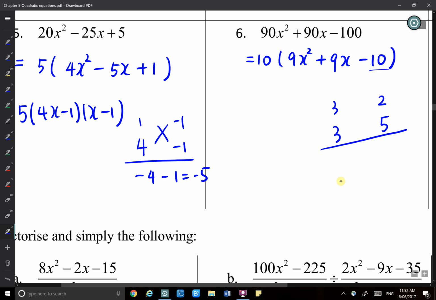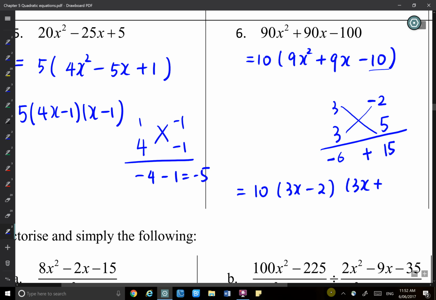Okay, you have a 6, have a 15. It can make a 9 for me, but I need a positive 9, so I need a negative 6. So negative 6 plus 15 gives me a positive 9. So therefore, this 2 will be negative. So that will be 10 times 3x minus 2 and 3x plus 5.